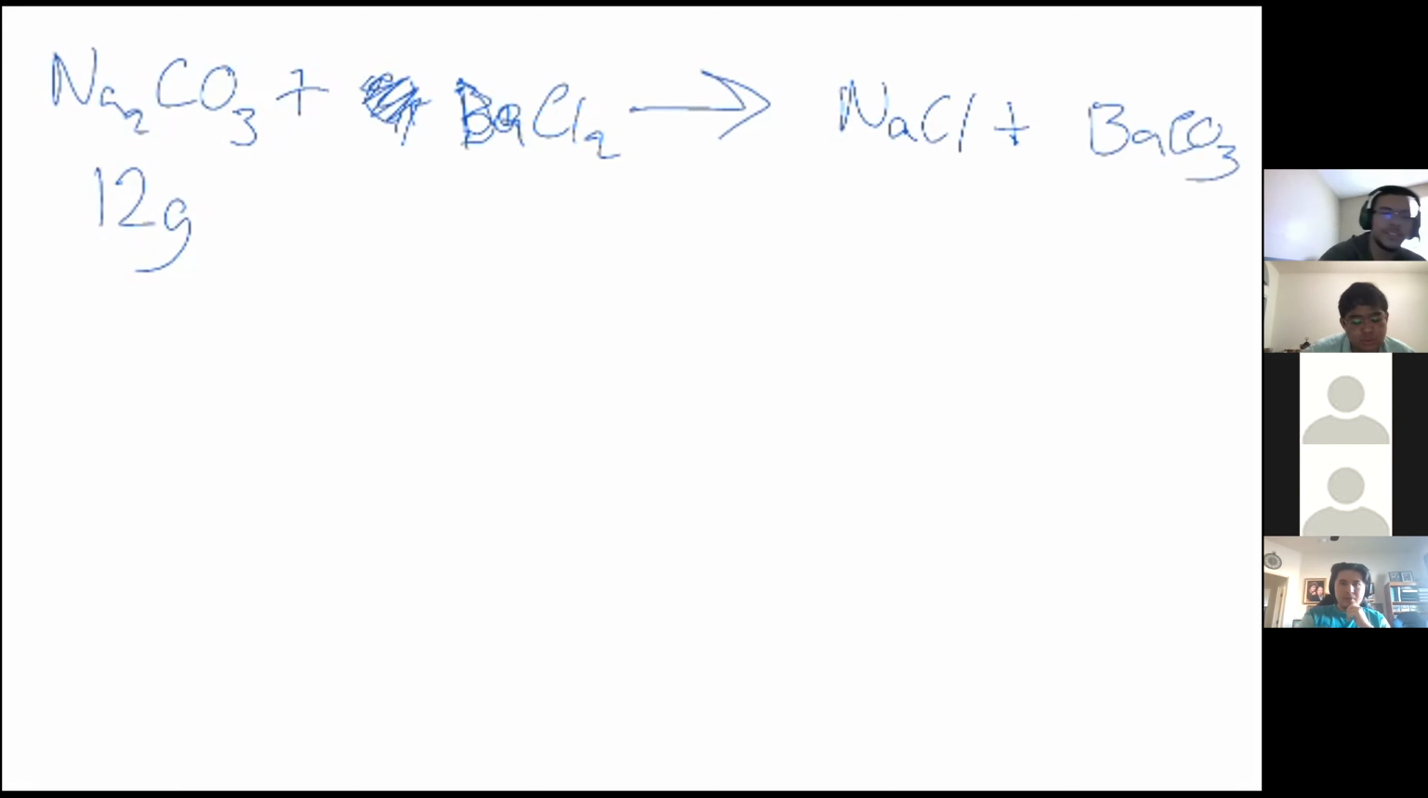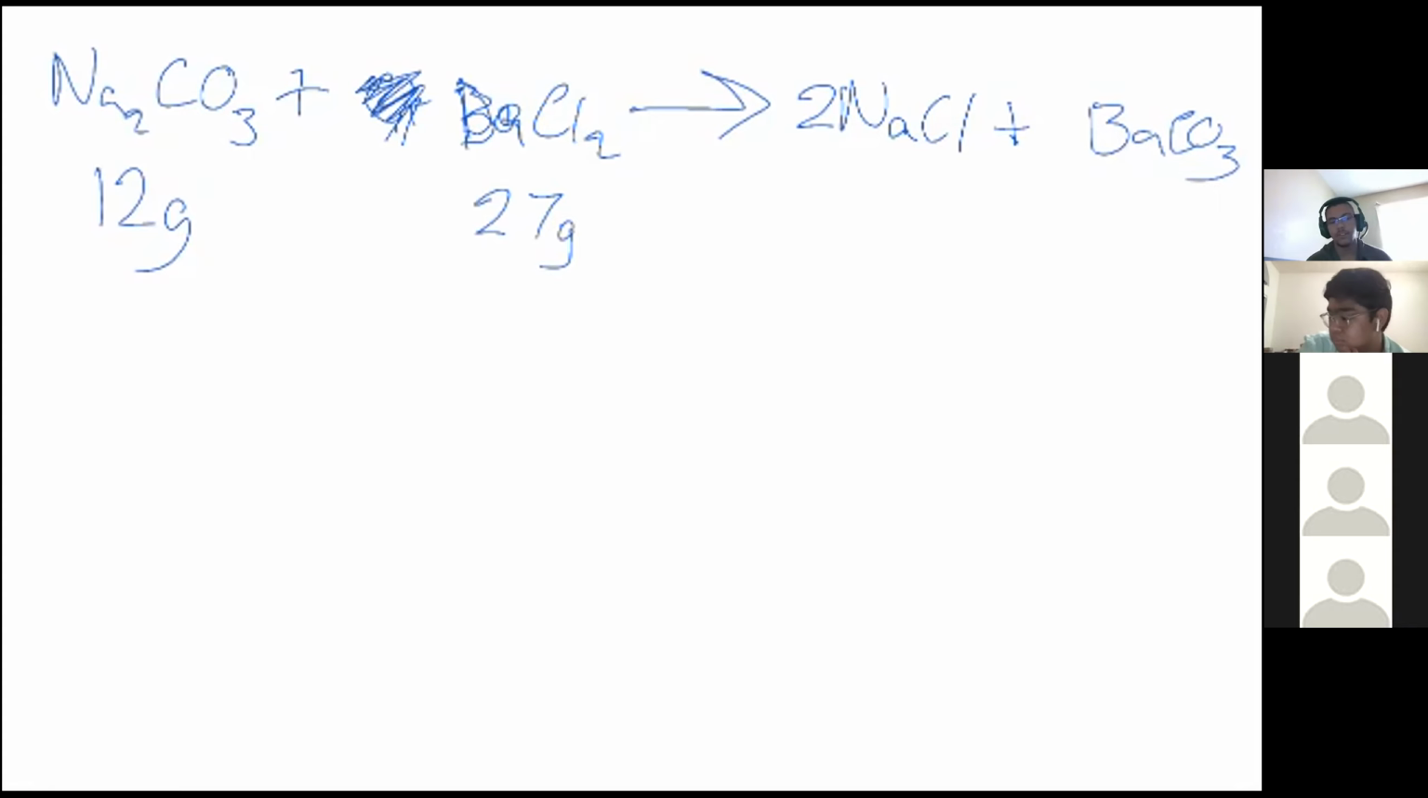So, there's also 27 grams of barium chloride. Is the equation balanced? No. Okay, so what do we need to add and where? On the product side, a 2 for sodium chloride. Okay, and anything else? That'll be it, no? Yeah.